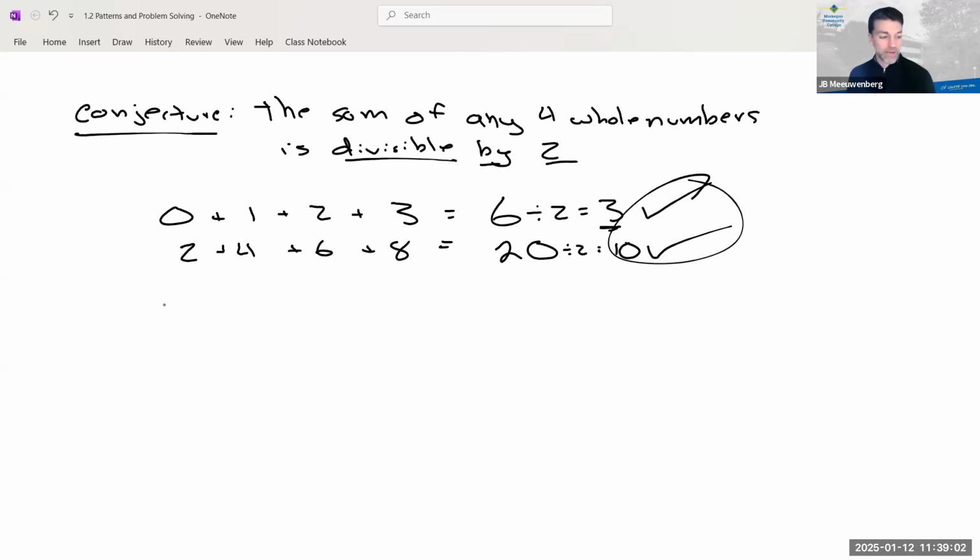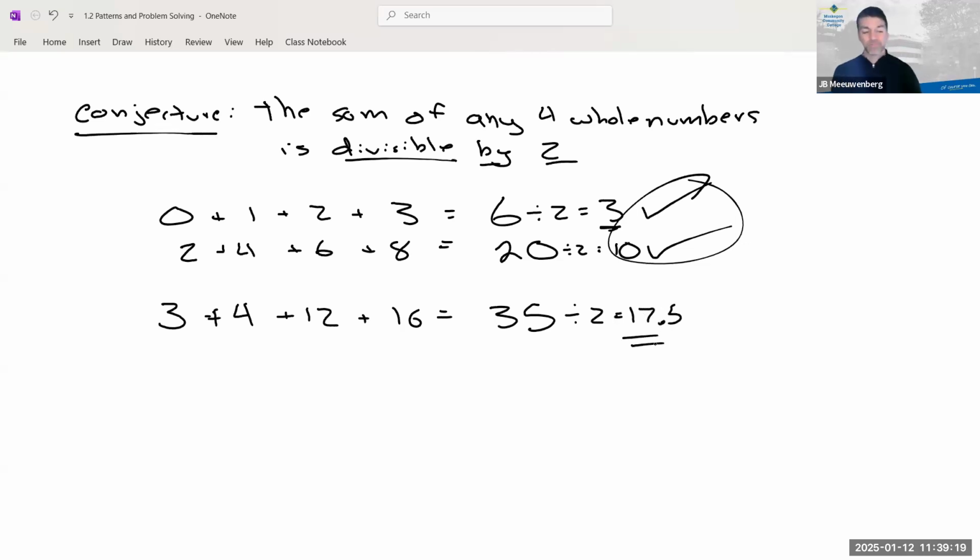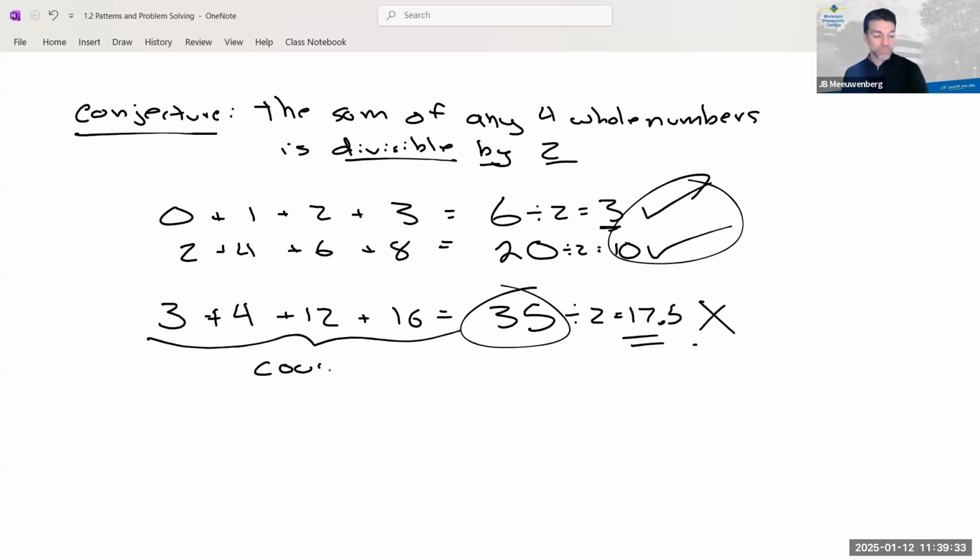So let's pick some other numbers. How about 3 plus 4 plus 12 plus 16? Any 4 numbers. Well, those add up to 35. 35 divided by 2 is 17.5, a decimal number. That is not a whole number. That 35 is not divisible by 2. So what we found here was a counterexample, right? This is a counterexample, which means that our conjecture is not true, right?